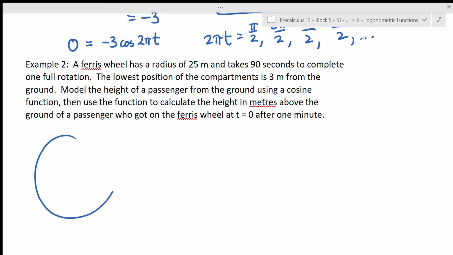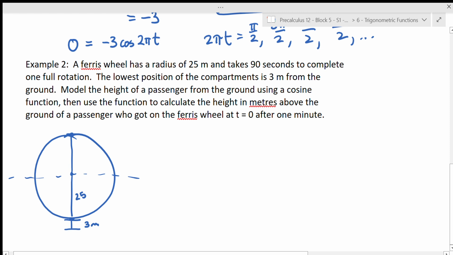We have our lovely Ferris wheel, and we know that the distance between the Ferris wheel and the ground is 3 meters. We know that this radius is 25. Because we're looking to draw a sinusoidal function, we want to know where our midline is, our vertical displacement, and our maximum. If this is 25, it's also 25 going up. So the top of the Ferris wheel is going to be at 53 meters. So we're going between 3 meters and 53 meters.